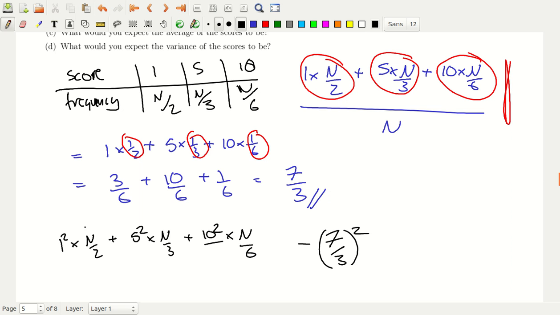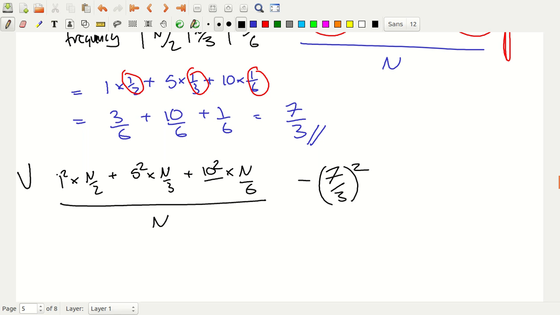Okay. I've done something wrong. What I've done here is the sum of the squares. I want the mean of the squares, so I better divide that by n. Okay, so this is the variance. And again, I can split the fraction up and divide the n over 2 by n to get 1 times a half plus 25 times a third plus 100 times a sixth.